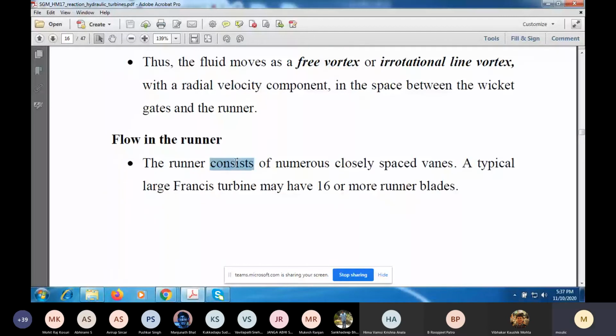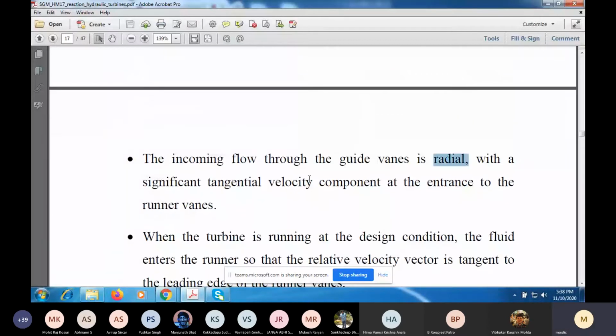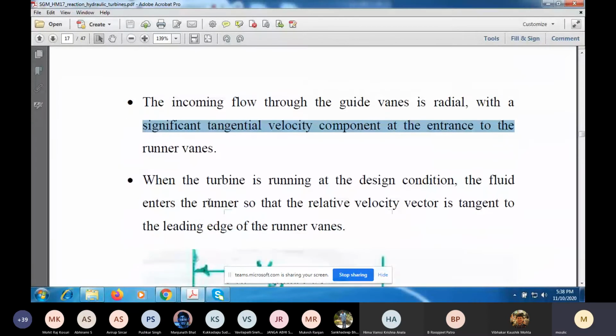Now the runner consists of numerous closely spaced vanes, and a large transit turbine may have 16 or even more than 16 runner blades. So the incoming flow through the guide vanes onto the runner is radial with a significant tangential component, but no axial component.